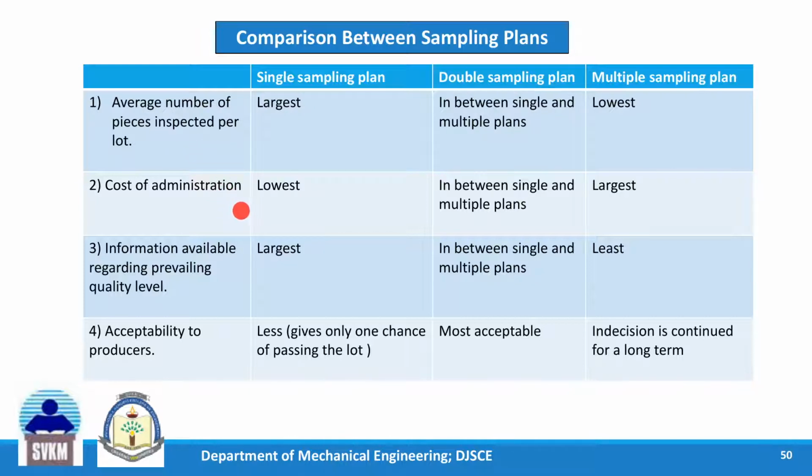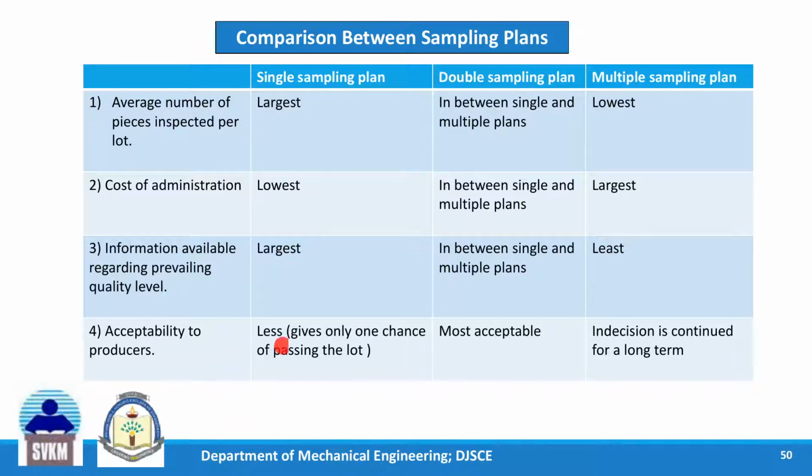The second parameter is the cost of administration. It is lowest in the single sampling plan. It is intermediate for the double sampling plan, and for the multiple sampling plan, the administrative cost of execution is largest. The third parameter is information available regarding the prevailing quality level. The largest information is available in the single sampling plan as compared to double and multiple. In double, intermediate information is gathered, and in the multiple sampling plan, the least amount of information is gathered.